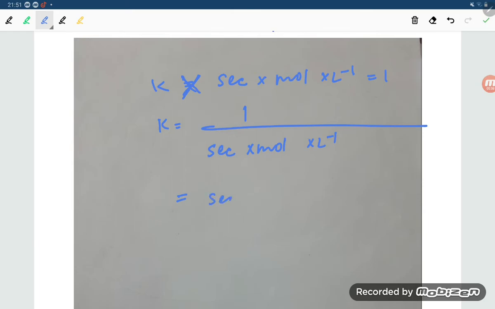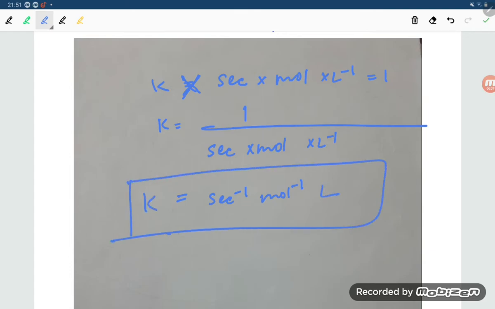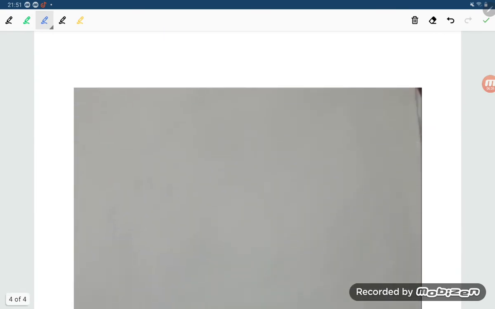Second will go in the numerator, so that is second inverse. Mole will go in the numerator, mole inverse, and liter. So K is equal to second inverse, mole inverse, liter. Okay, student. So for the second order reaction, the unit is mole inverse, liter, and second inverse. This is the unit for the second order rate constant, right?